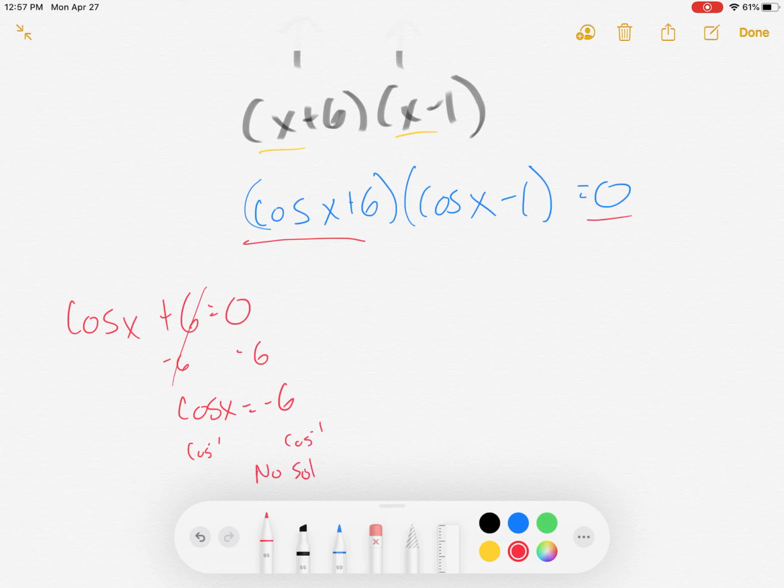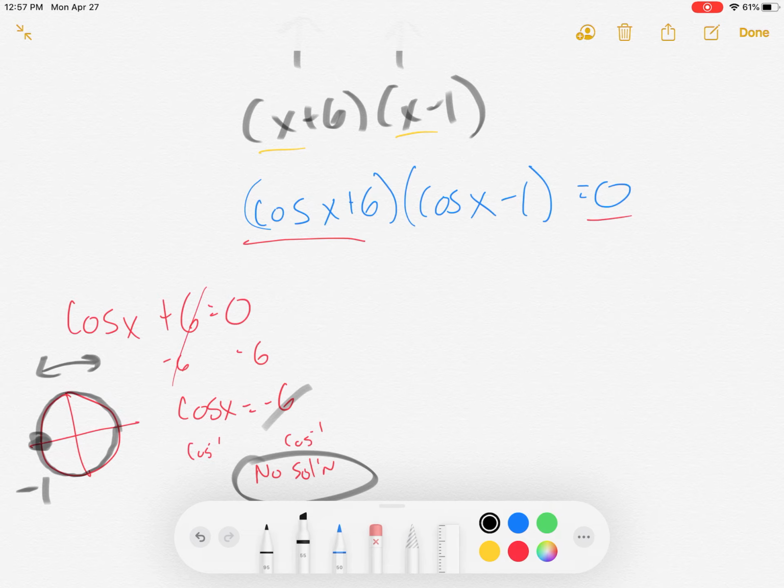It says there's no solution here, and that makes sense because cosine is the x value on the unit circle. So as I go around here, x is left and right. What's the farthest left you go? Negative 1. I'm never going to get to negative 6, so that portion tells you no solution.